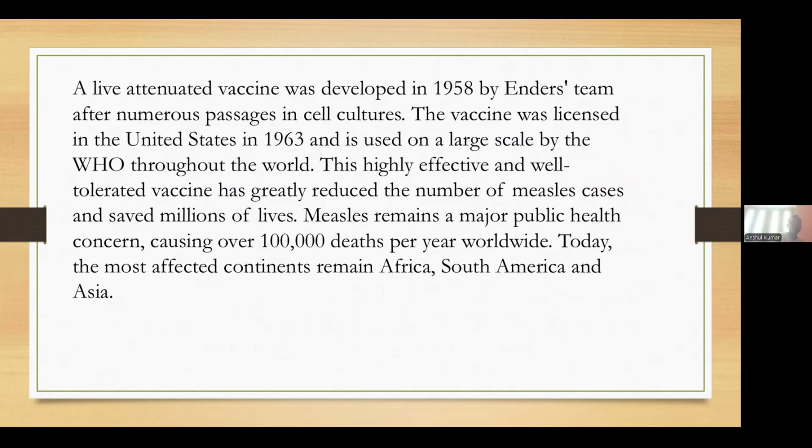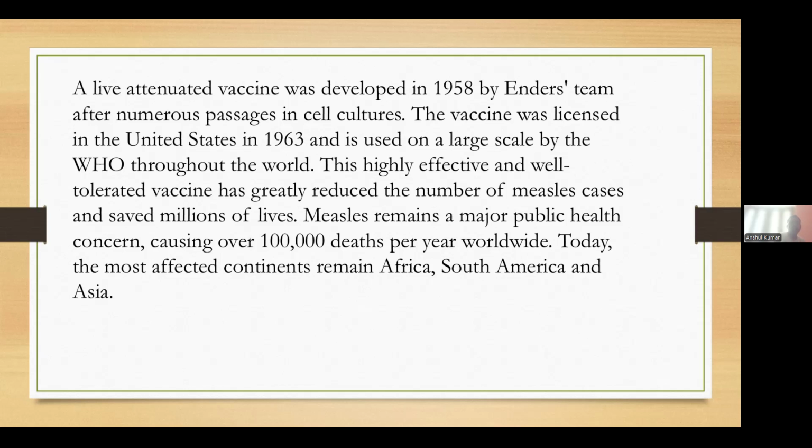Next, a live attenuated vaccine. First of all, the virus was isolated by Enders and Peebles in 1954, and the vaccine was developed in 1958 by Enders' team after numerous passages in cell culture. The vaccine was licensed in the United States in 1963 and used on a large scale by WHO throughout the world. The highly effective and well-tolerated vaccine has greatly reduced the number of measles cases and saved millions of lives.